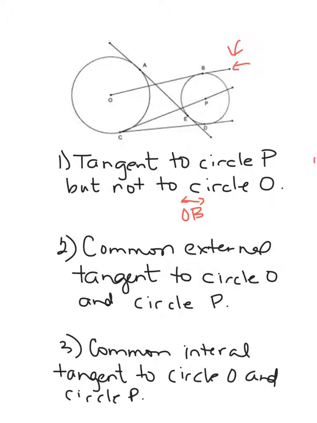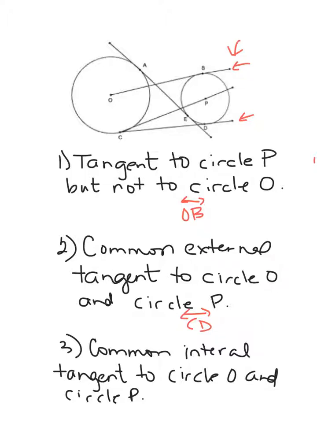Number 2 says we're looking for a common external tangent to circle O and circle P. So in this case, it's going to be this line CD, and we say that that is an external tangent line because it's tangent to both circle O and circle P, but it does not go in between them. It stays on the outside.